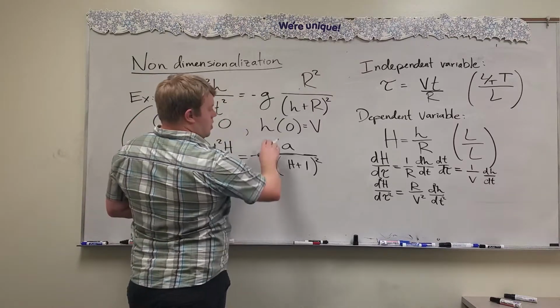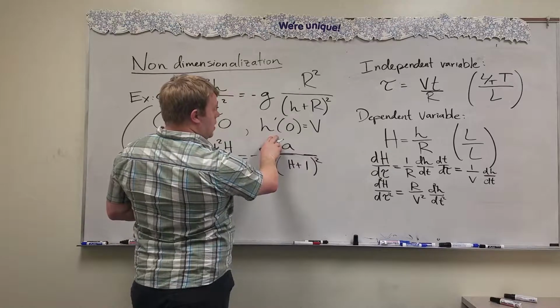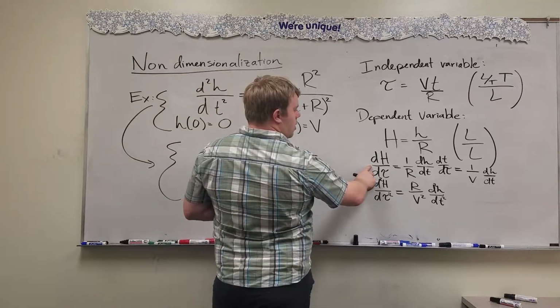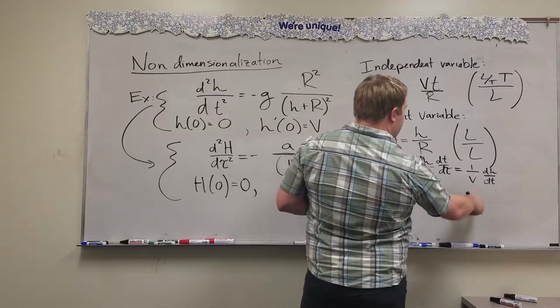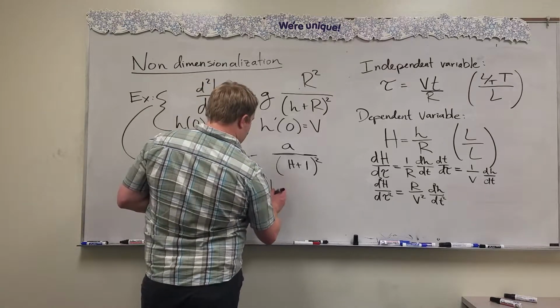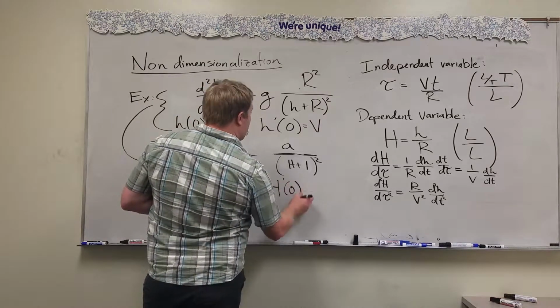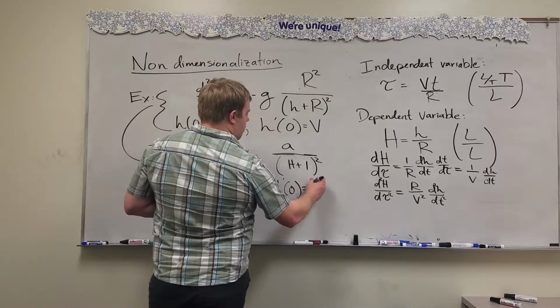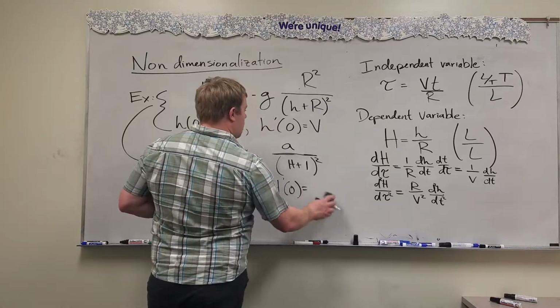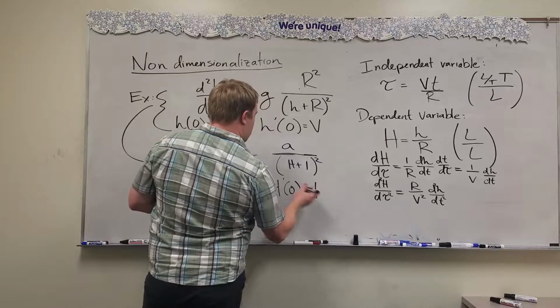But when we look at dh d tau, that is 1 over v dh dt. And so h prime of 0 equals v over v, which just equals 1.